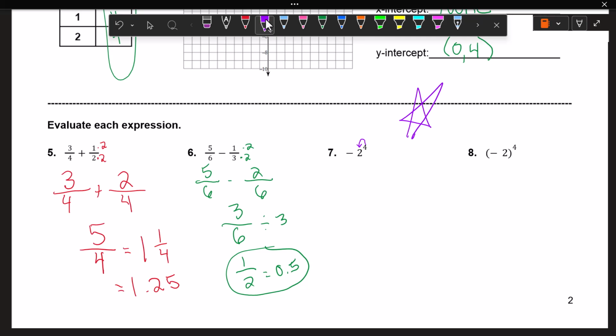So this one would be negative, and 2 to the 4th is 16. Whereas if we do negative 2 times negative 2 times negative 2 times negative 2, we get a positive 16. So where that negative goes makes a big difference.